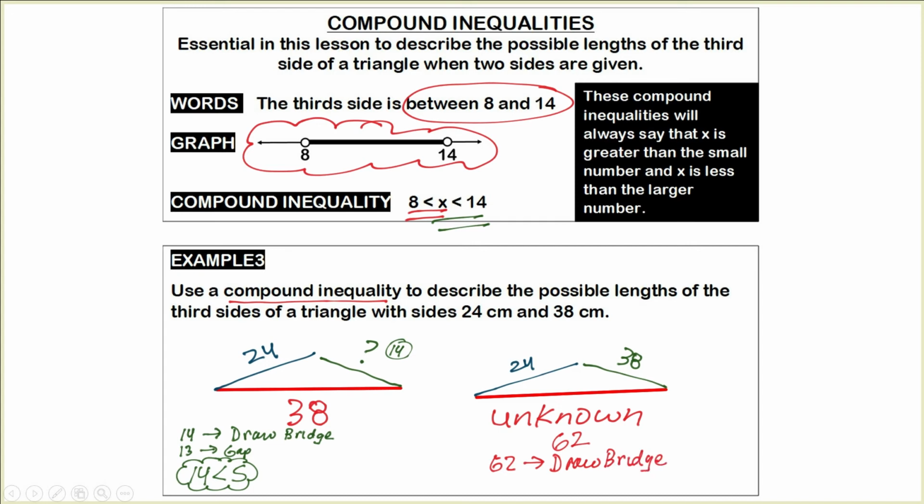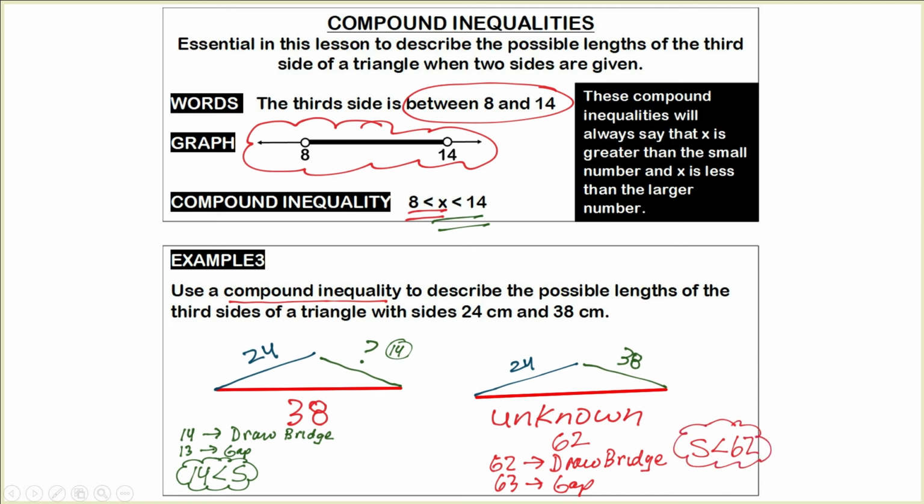And if I make it 63, now we will have a gap because 24 and 38 can't stretch all the way across 63, so we'll have a gap of 1. So it can't be bigger than 62. It needs to be smaller than 62. If that unknown red side is smaller than 62, then the 24 and the 38 will add up to more than that third side. So that's going to look like this. We want our side to be less than 62. This is the other part of our answer.